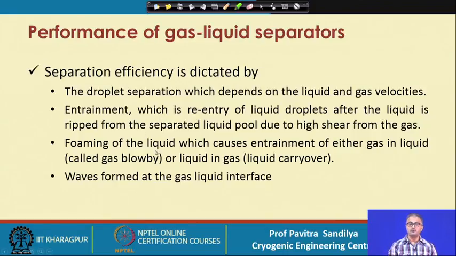Then foaming means if the liquid is foaming, it will trap quite a lot of gas. So gas will be going into the liquid, which we call the gas blow by, or the liquid may be going into the gas, which we can call the liquid carryover due to the foaming. And there could be waves generated at the gas liquid interface.